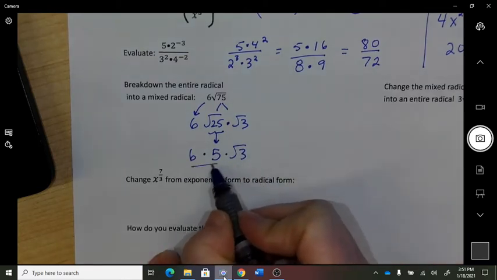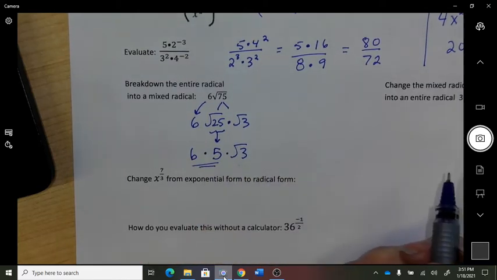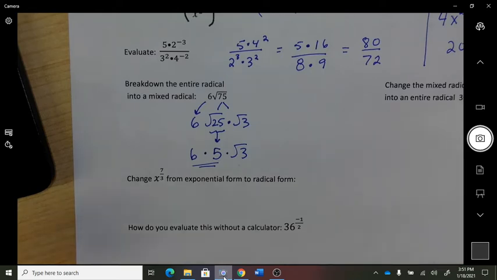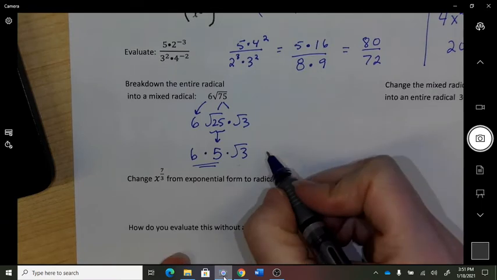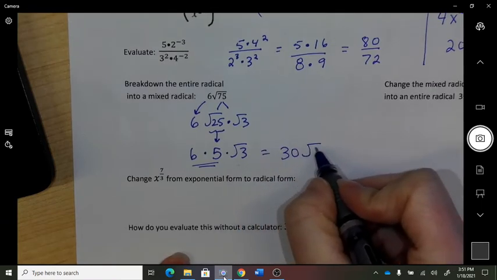So now I can put those together, because I can't combine radicals with the whole number part, but I can put whole numbers with whole numbers. So I get 30 root 3.